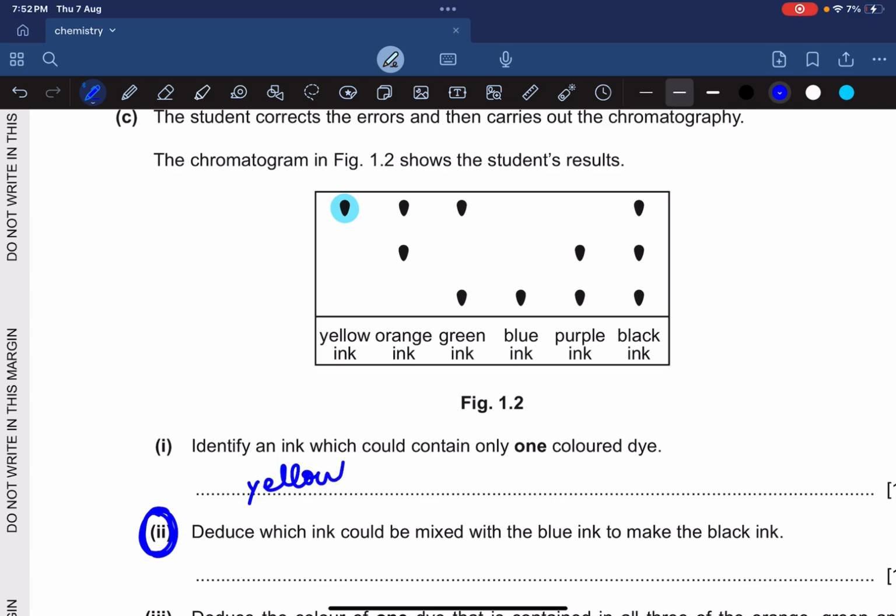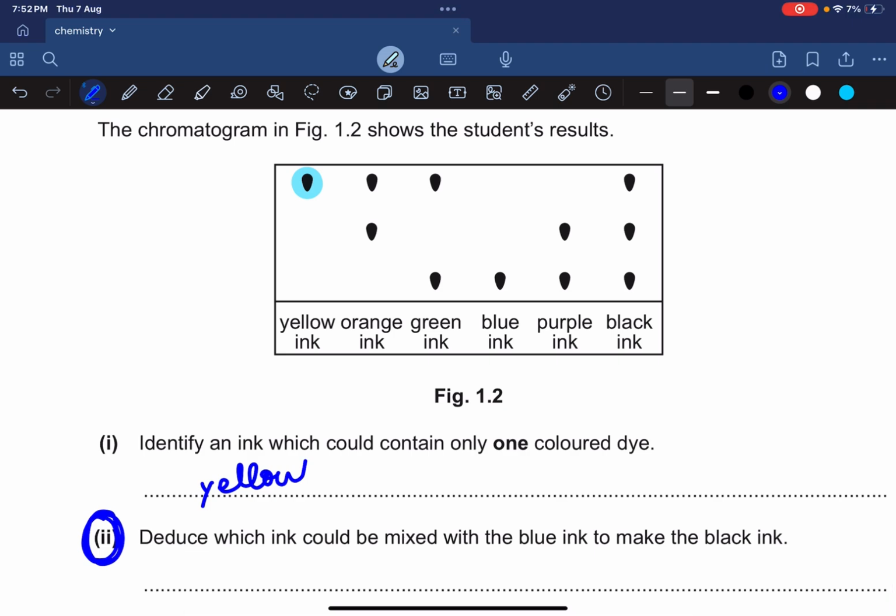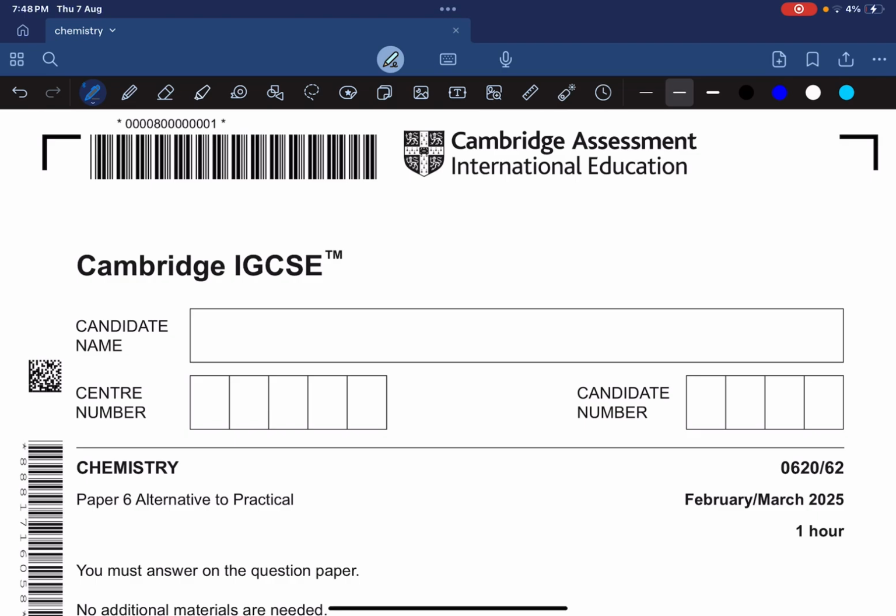Deduce which ink could be mixed with the blue ink to make black ink. Okay, to make black ink, firstly we need three dyes. We need a blue dye. This one is a blue dye. How do I know? Because look, this is only present in blue, so this one is the blue dye.